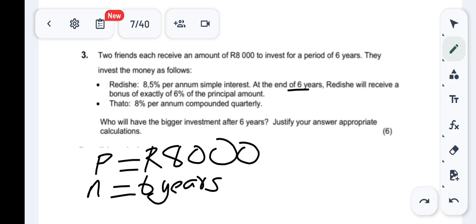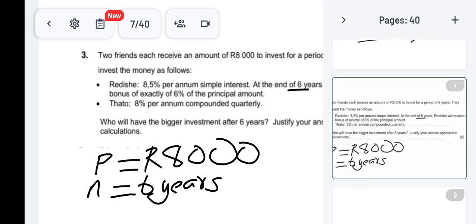So let's deal with this. Okay, let's not be confused. Redishe is using simple interest, which is calculated at 8,5% per annum. And then at the end of 6 years, Redishe will receive a bonus of exactly 6% of the principal amount. Okay, so let's deal with that.